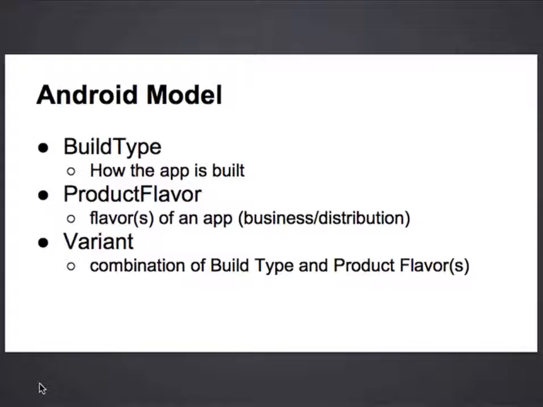And then we actually need to build something. So we combine all of that together and we create what we call a variant, which is what you're actually trying to build. So what you're trying to build is, I want a version for the Google Play Store for the paid version of my app, but I want the QA version of it, or the debug version, or the beta version, or the release version of it.